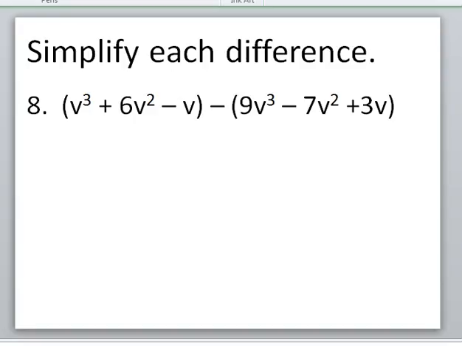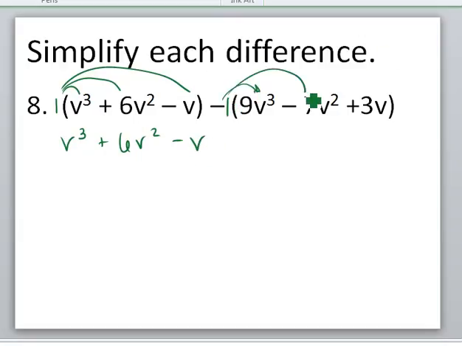Alright, starting on this slide, you'll notice that before we had plus signs between here, and now I have subtraction. So I'm going to be finding the difference in each of these. Again, there's a 1 that sits out front, so this first one does not change. It's still v cubed plus 6v squared minus v. However, the second one, there's really a negative 1 that's being distributed through.